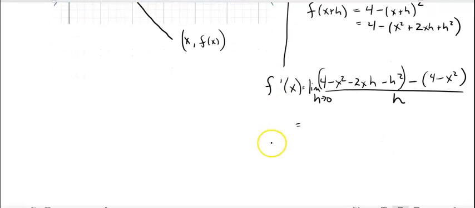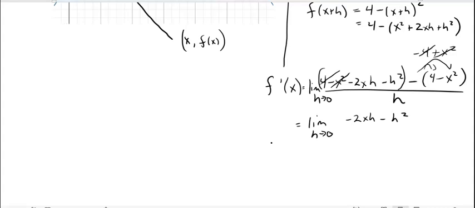So if you run this through, you get negative 4 plus x squared. So 4 minus 4 is 0. Negative x squared plus x squared is 0. It just leaves me with the limit. Don't forget to write that. That's important. I forgot last time. The limit as h goes to 0. We haven't taken the limit yet. We haven't done calculus yet. We're just doing algebra.